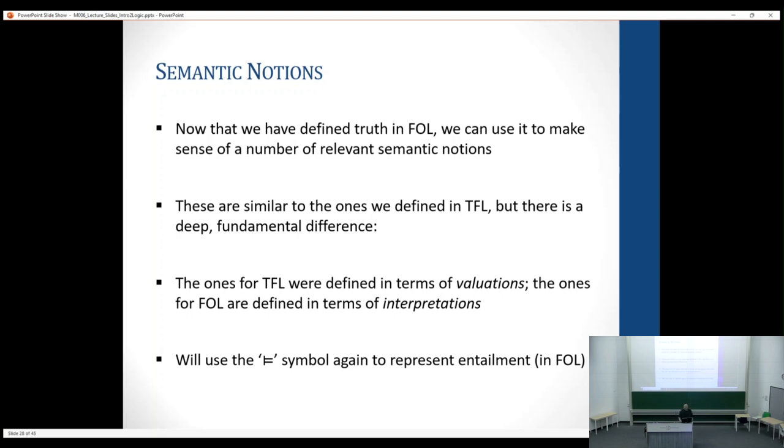So to express this, we're going to use this double turnstile symbol again. But here, when we have FOL sentences, it's not going to express tautological entailment, because tautological entailment, if you recall, was defined in terms of valuations. Instead, when we use FOL, this is going to express logical entailment. It's going to be fixed by what's true or false in interpretations.